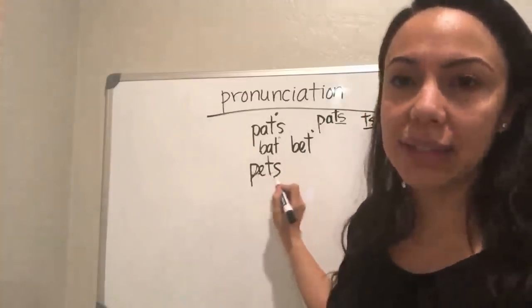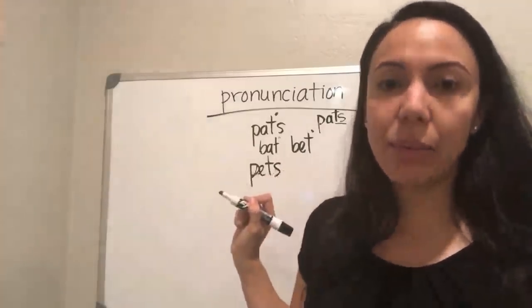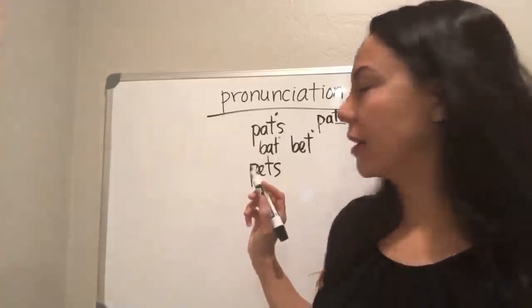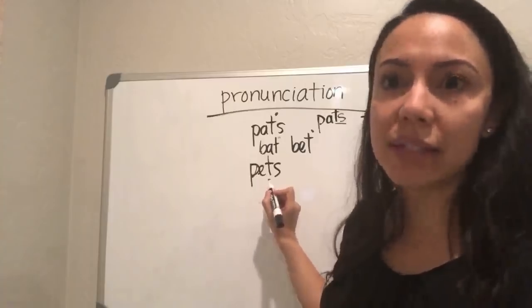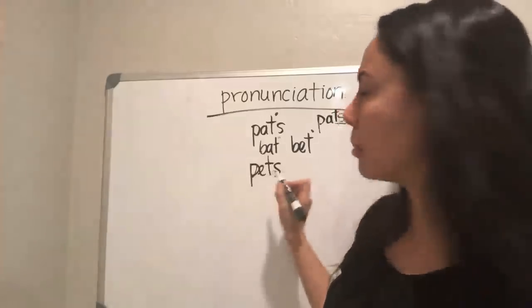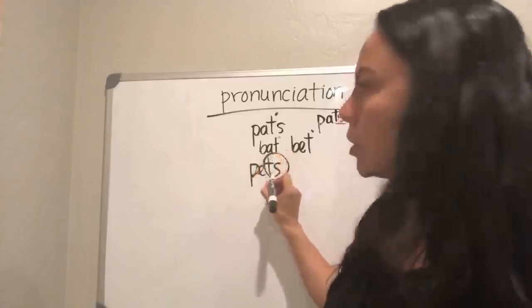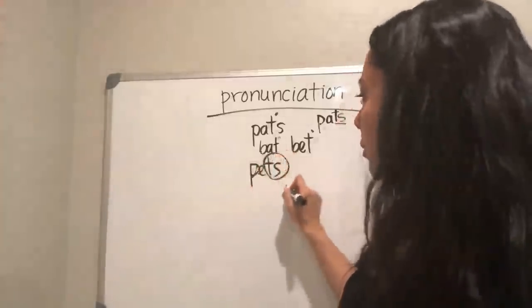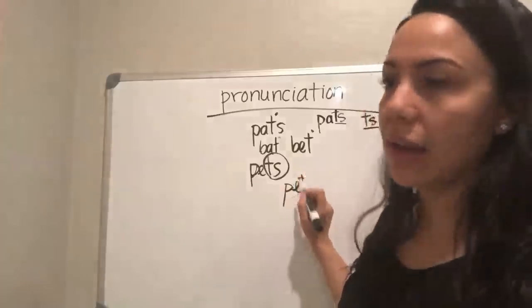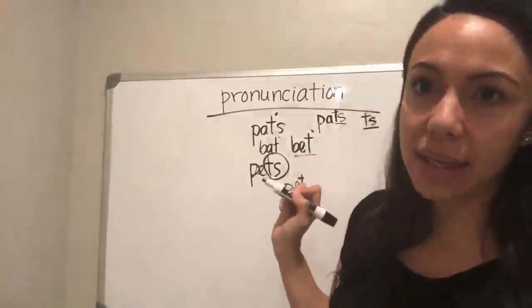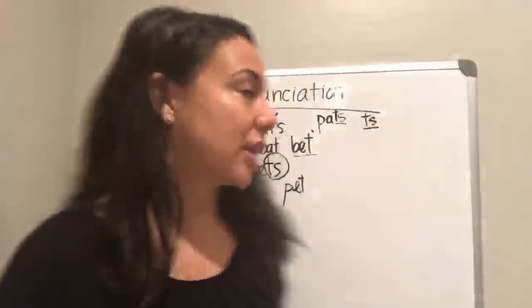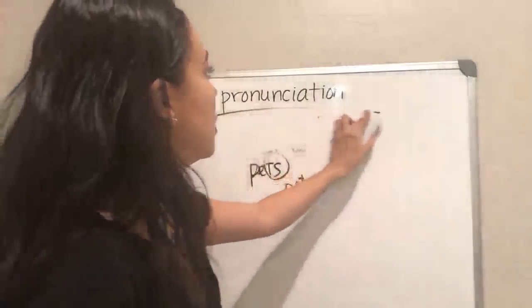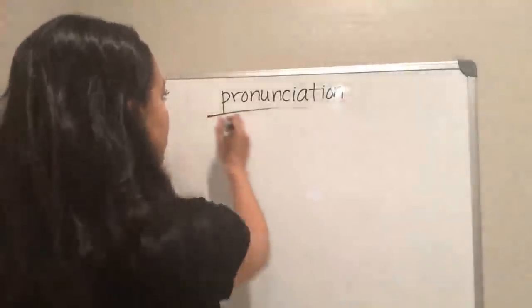Pet, okay, we'll say pet, and then we'll say pets. It's a blend. We blend these two letters, pets, and then pet. Here's the word bet, bat, okay? So that's just some pronunciation tips. So that's that, okay?